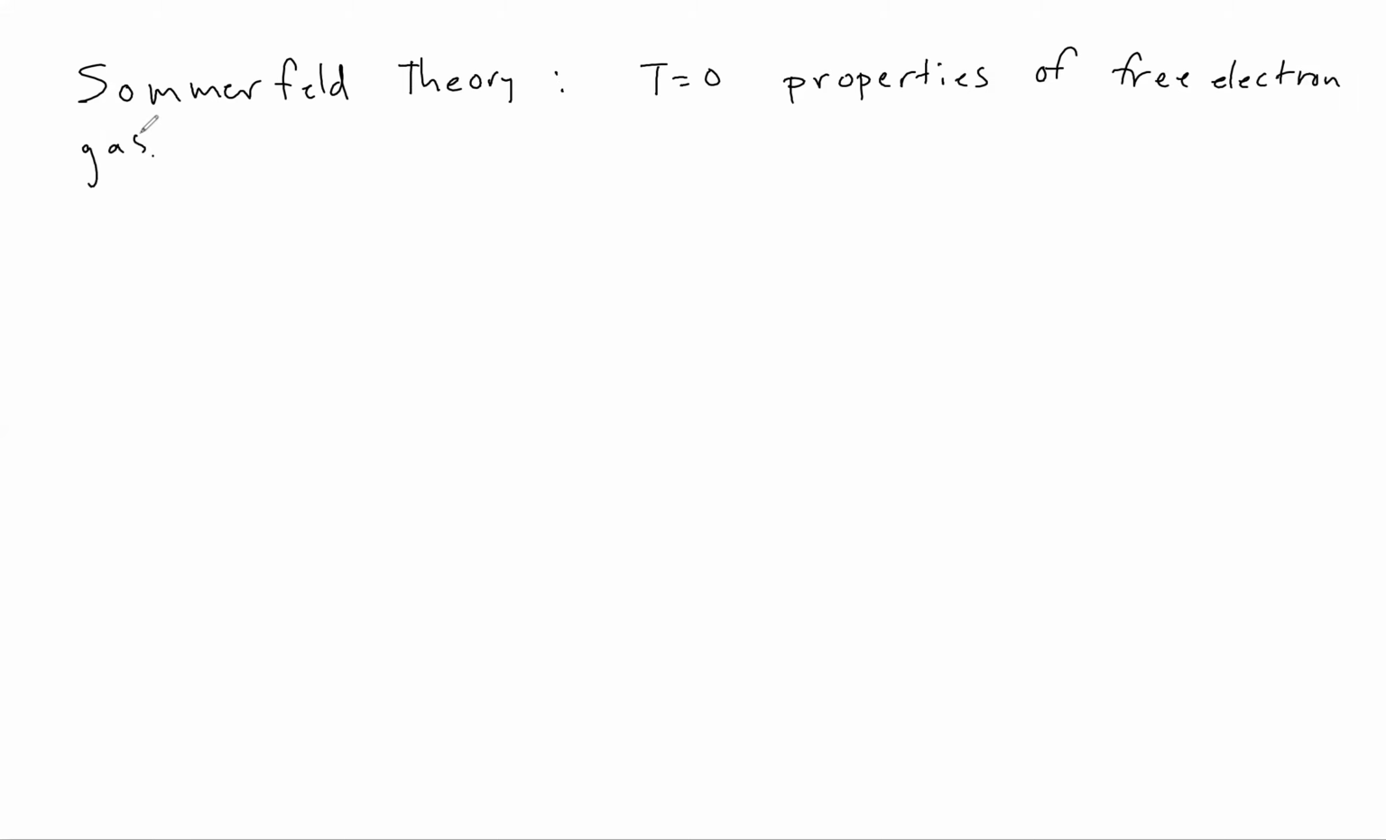So let's start by computing the ground state energy of the free electron system in the Sommerfeld model. So let's call that capital E. That's different from curly E, which is the energy per particle. Here, capital E will be the total energy of the system.